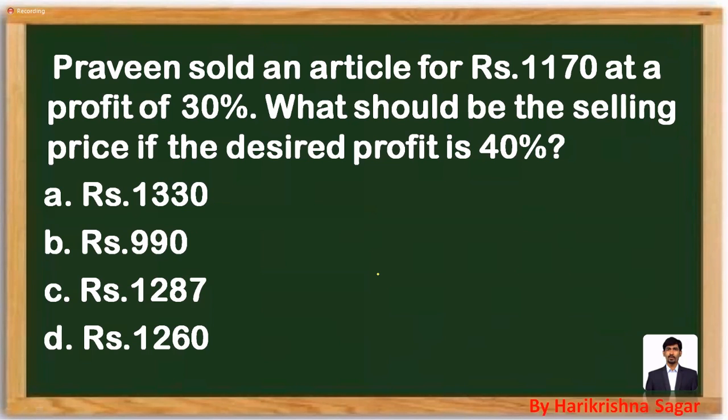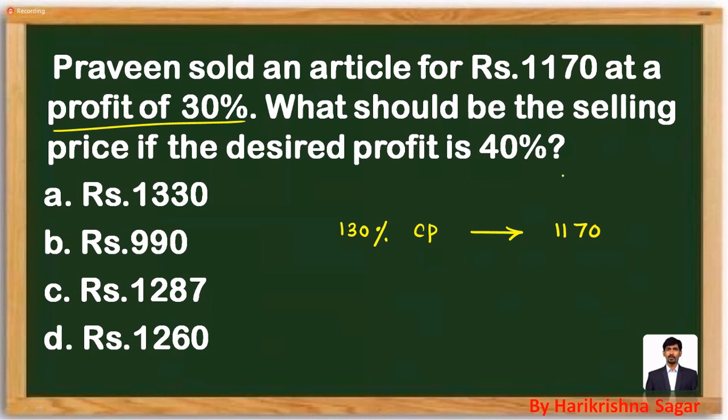Praveen sold an article for 1170 rupees at a profit of 30%. What should be the selling price of the article if the desired profit is 40%? So the data is Praveen sold an article for 1170 at a profit of 30%. How can we take profit of 30%? 30% profit means we can say 130% of the cost price. That is equal to 1170. So what should be the selling price if desired profit is 40% is a question.